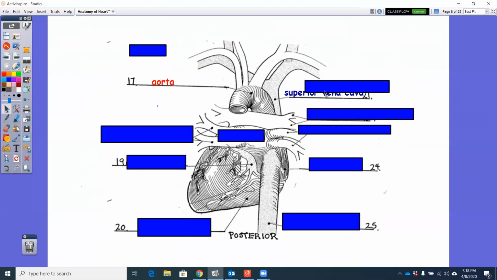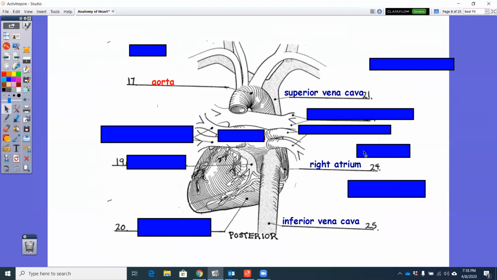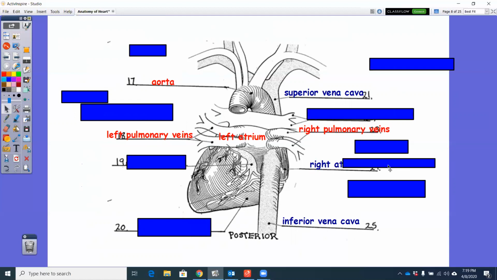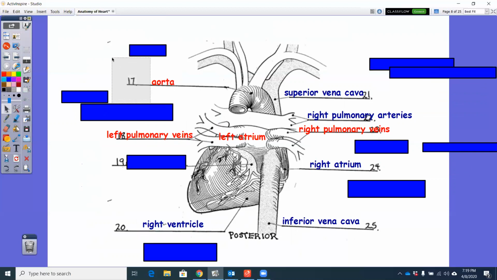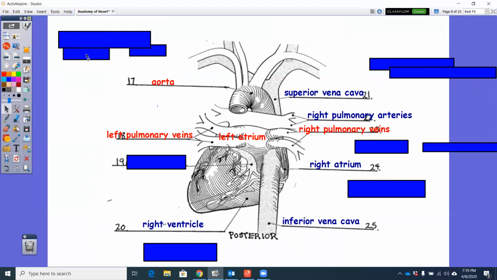And then on the front side of that, you're going to have your superior and inferior vena cavas emptying into your right atrium. Okay, so that's your superior vena cava coming down, and this is your inferior vena cava coming up into that right atrium. And your left atrium is kind of centrally located when you're looking at the posterior view of the heart. And the blood vessels that are carrying blood into that left atrium are your right and left pulmonary veins, whereas the blood vessels that are carrying blood out of your right ventricle are going to be your right and left pulmonary arteries.